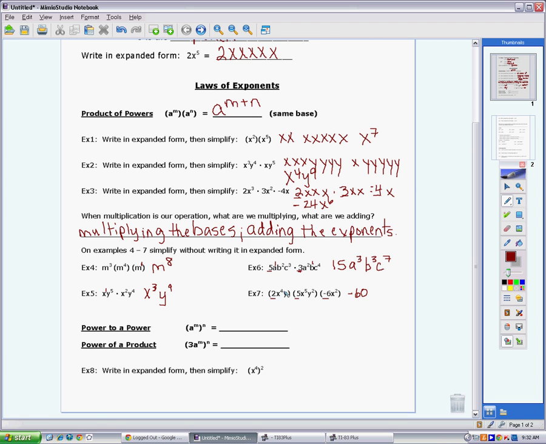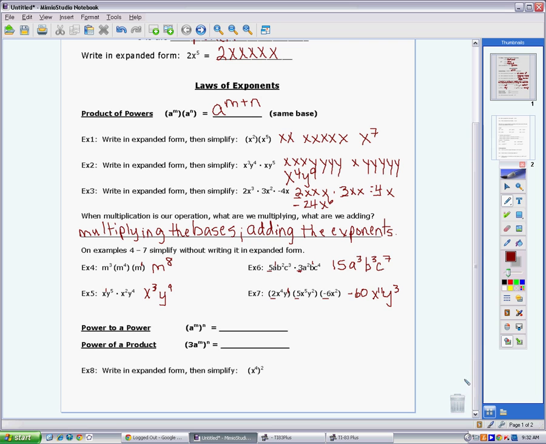So I have 4, 5, and 2 x's. So I'm going to add those together. 4 plus 5 is 9. 9 plus 2 is 11. So I have x to the 11th power. Then I'm going to go back and look at my y's. I have 1 here and 2 here. So that means I have y to the 3rd power.